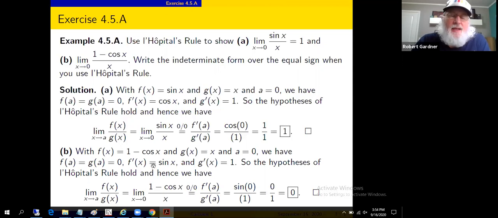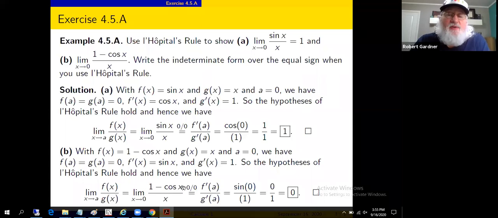Okay, we'll assign names to these functions. As x approaches 0, that numerator approaches 1 minus the cosine of 0. Yeah, that's 0, since cosine of 0 is 1. So the numerator approaches 0, so does the denominator. So this is indeed a 0 over 0 indeterminate form.